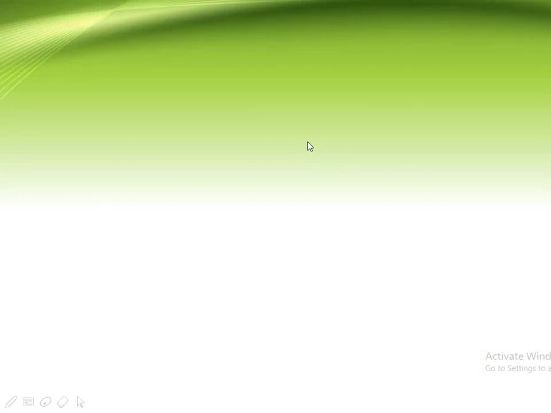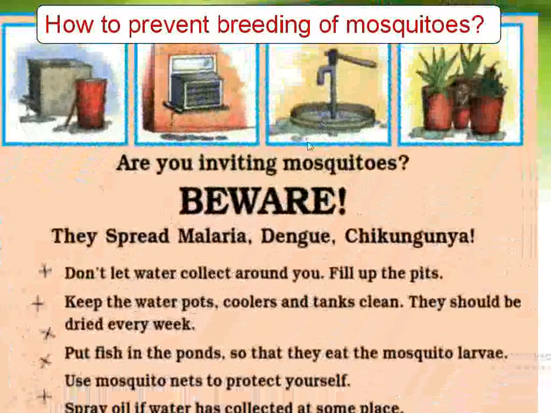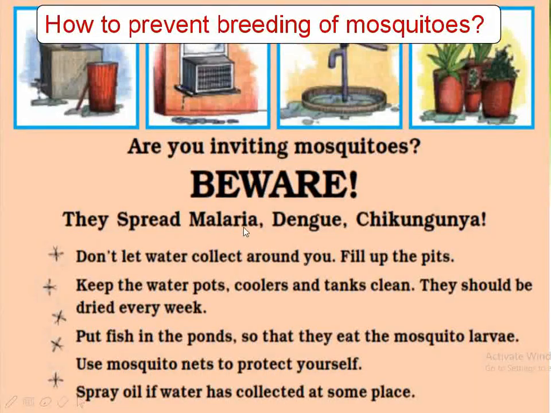Just like for you students, you can do this type of slogan, you can do the poster making. Okay, through presenting this poster, for example, how to prevent breeding of mosquitoes, so you can make the poster of it, and by presenting your poster, and on that poster some slogans should be written, some instructions are written, which will give us the message to everyone.